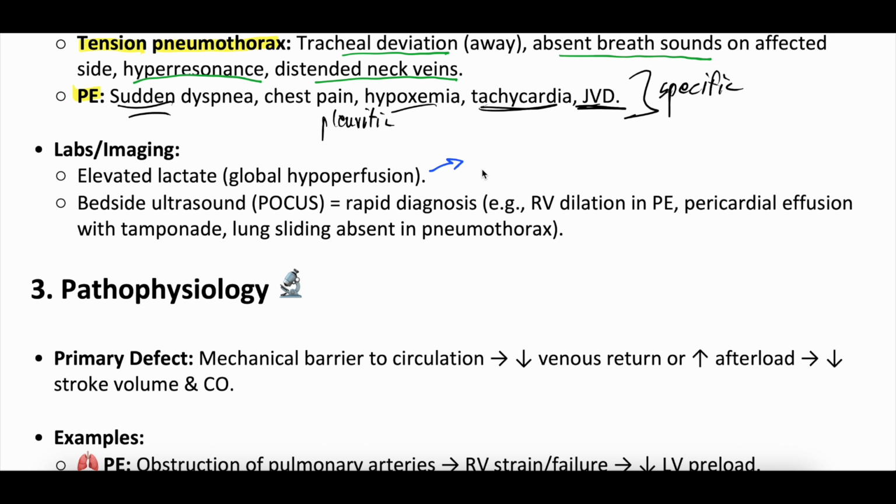And then, if you can do bedside ultrasound, this can be absolutely critical in these patients, right? You can get rapid diagnosis. For PE, you might have severe RV dilation. For tamponade, you'll see a big pericardial effusion. Well, I shouldn't say that. It's not always big, depending on how fast the fluid accumulated, right?